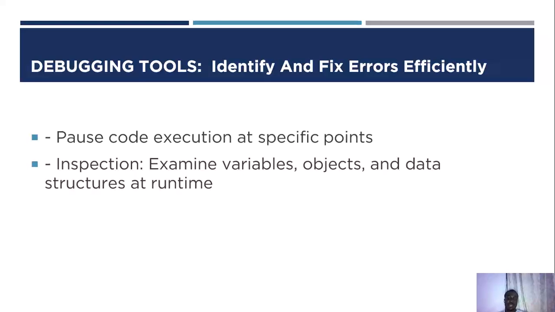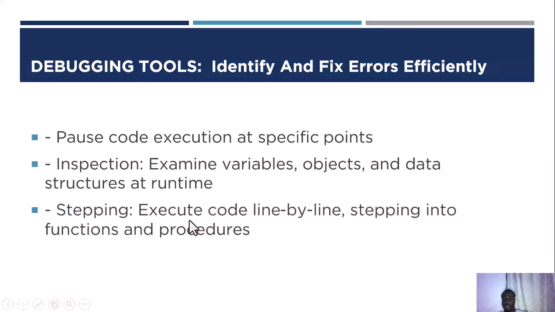Then we have stepping. Stepping is to execute code line by line, stepping into functions and procedures. So the stepping executes the code from one line to another line. It doesn't start from here, it jumps to here and then jumps to here, according to how you have written your codes. Okay.